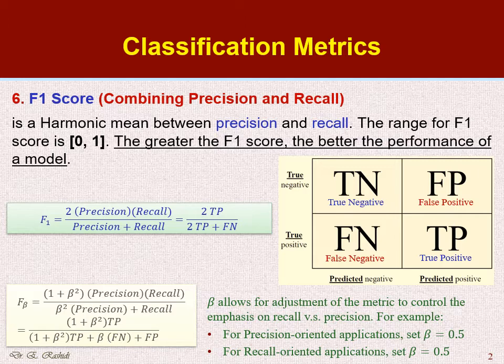Beta in this formula allows for adjustment of the metric to control the emphasis on recall versus precision. For example, for precision-oriented applications, we're going to set beta to 0.5. And for recall-oriented applications, we're going to set beta equal to 2. But F1 score, as you see, is a specific formula which sets beta equal to 1. That's why we call it F1 score. And we will work more with F1 score in this course.